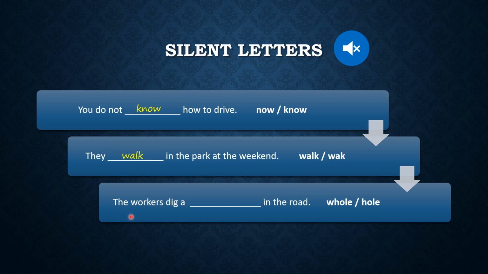Here we have the workers dig a blank in the road, W-H-O-L-E or H-O-L-E. The answer for this one is H-O-L-E, hole. The workers dig a hole in the road. Again, you may want to pause the video and check the meaning of the other words.